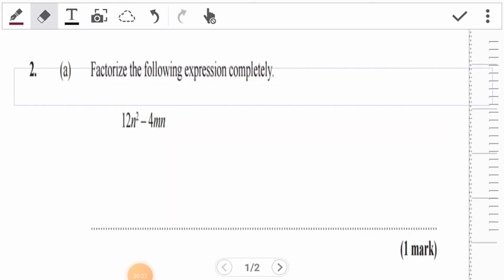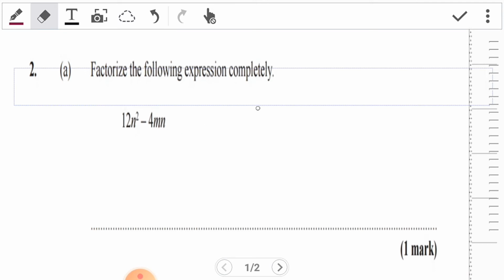Okay, in this segment we're looking at question 2 on January CXC 2021. As you could see here, it says factorize the following expression completely. So in doing this, we're going to factorize by the highest common factor based on the situation that we have here. So we have 12n squared minus 4mn.